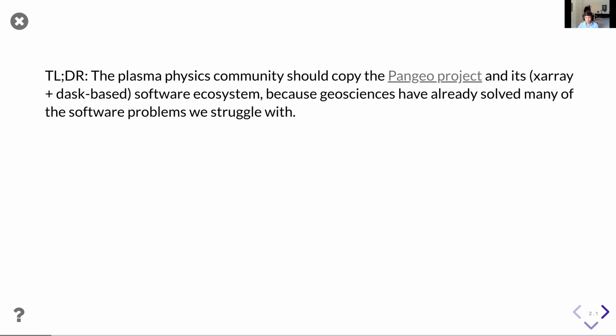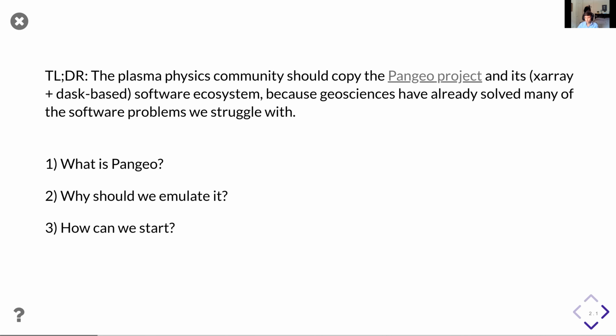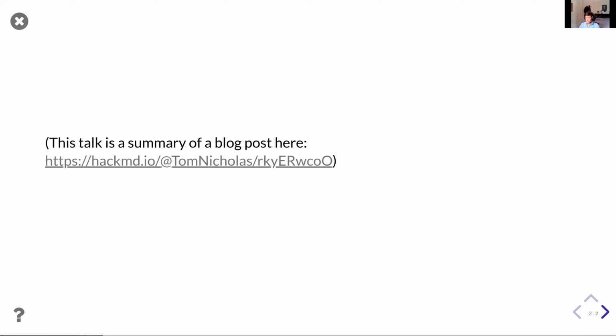A lot of what I'm going to say crosses over very heavily with the aims of Plasma Pi. So the purpose of this talk is to say, here's an example from another field, and we can compare and contrast and see what we could learn from one another. Not that I think that Plasma Pi isn't already doing a lot of things that I'm about to suggest. So what is Pangeo? This is going to be the structure of the talk. What is Pangeo? Why should we try to emulate it? And how can we start doing that? This talk is a summary of a blog post, which I've put up here.